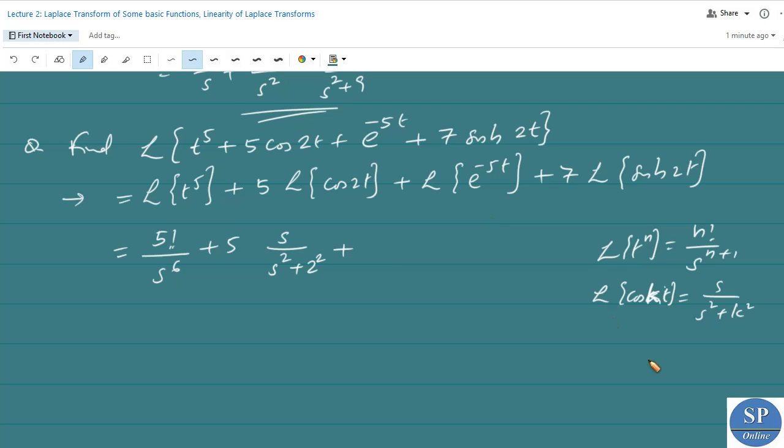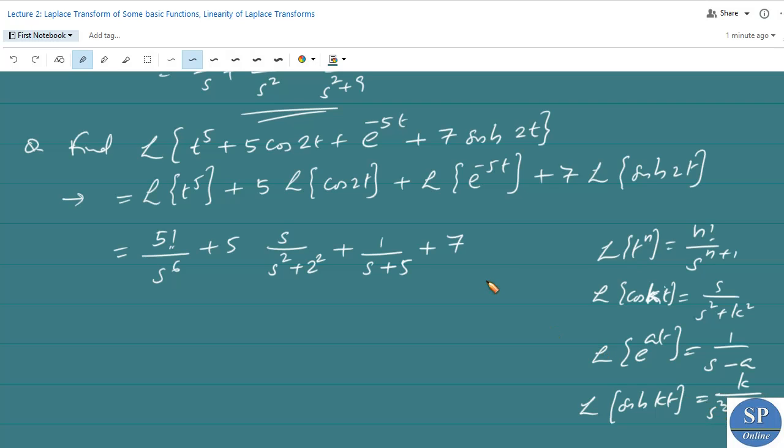plus L of e power minus 5t. We know L of e power at is equal to 1 by s minus a. So replacing a by minus 5, we get L of e power minus 5t is nothing but 1 by s plus 5, plus 7 into L of sinh 2t. We know the Laplace transform of sinh kt is equal to k divided by s square minus k square. So this is 7 into the Laplace transform of sinh 2t, which is 2 divided by s square minus 2 square.